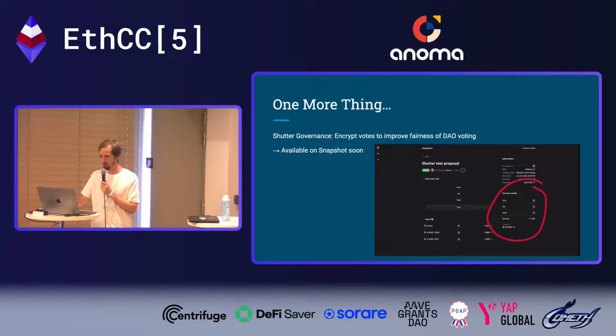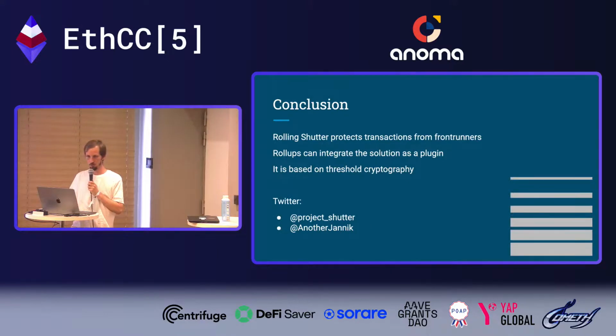But there's one more thing I want to mention, because that's pretty cool. This threshold technology that we use can also be used for other stuff. And one thing we work on together with Snapshot is that we're trying to use it to make voting more secure or more fair. Usually in DAO votes, you all the time see what votes are sent, and the people who vote last have more information than the people who vote early. We can prevent this using Shutter by encrypting votes and only revealing them when the vote is over. So that's pretty cool. I'm excited to see this pretty soon, hopefully. Yeah, that's all from me.